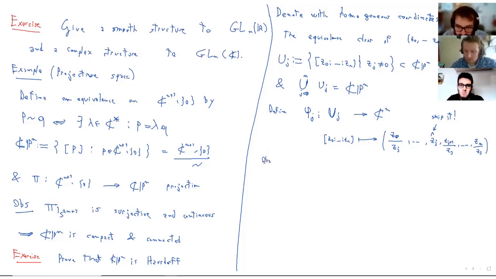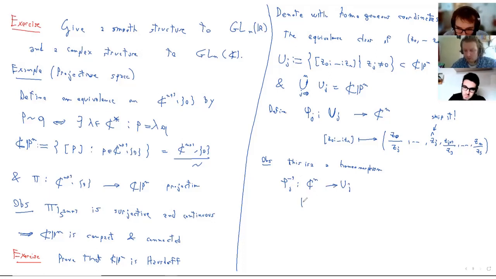And we observe that this is a homeomorphism. And how do we see that this is a homeomorphism? Well, we just see the inverse.